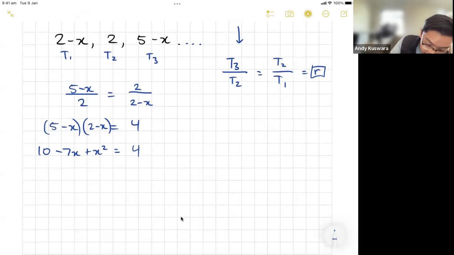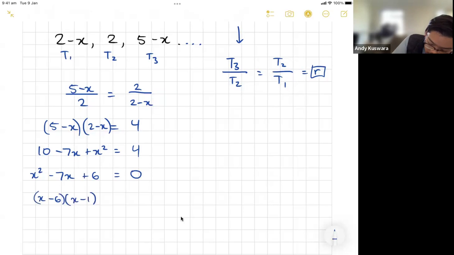Let's try our best here. I'm going to move it all to one side because I recognize I'm dealing with an x squared. So I'm going to say x squared minus 7x, and I'm going to minus 4, so that becomes plus 6 equals 0. I can see here that this becomes (x minus 6)(x minus 1) equals 0. So my two solutions are x equals 1 and 6.